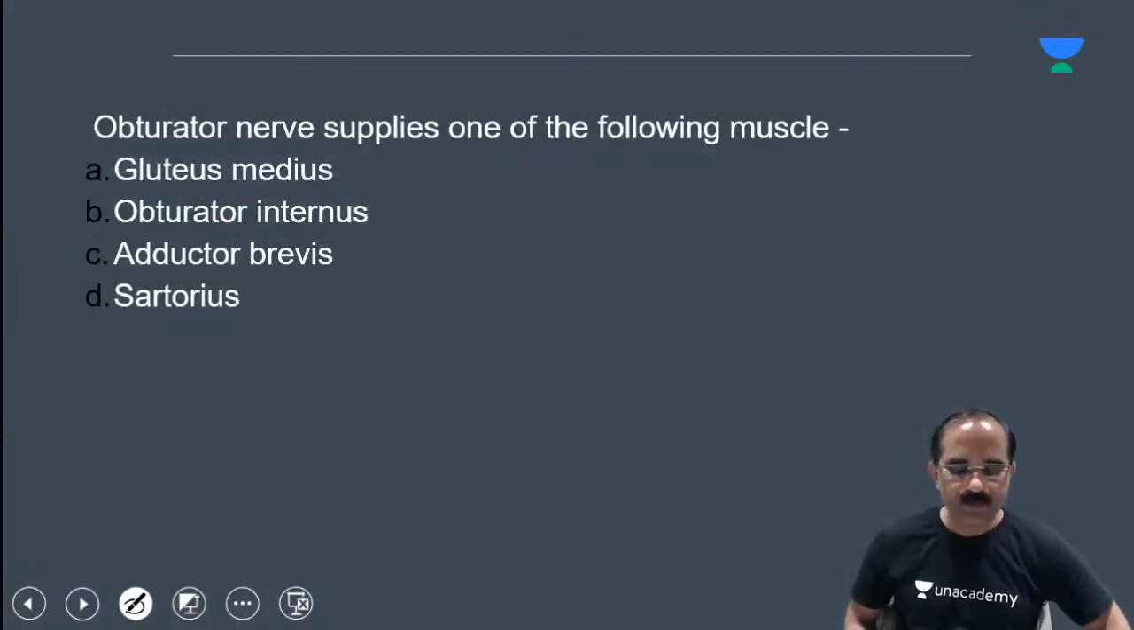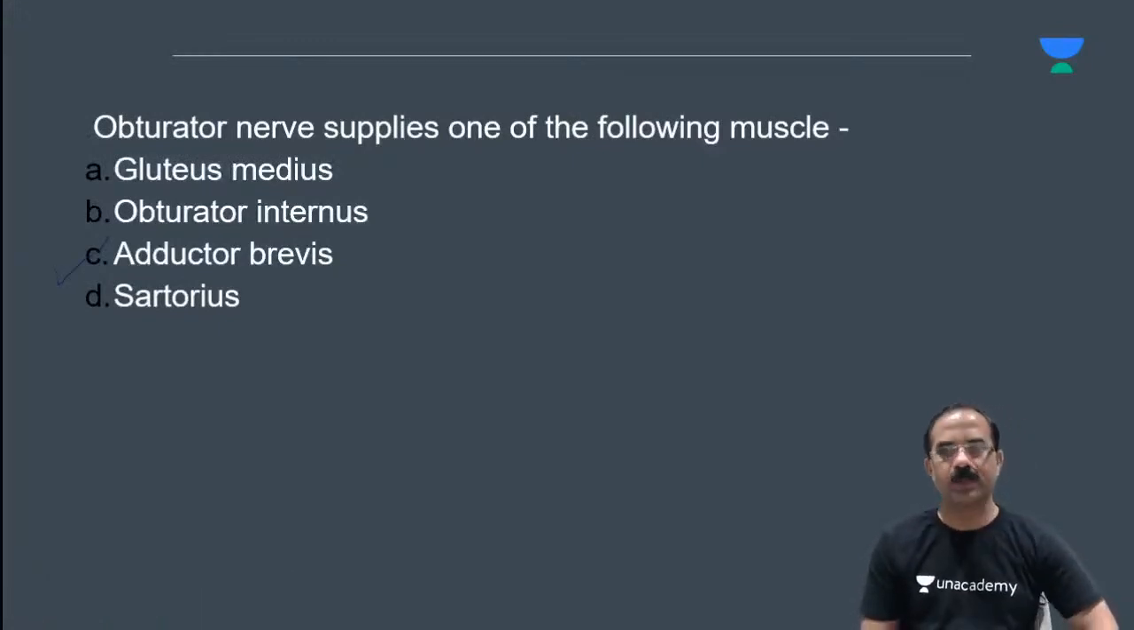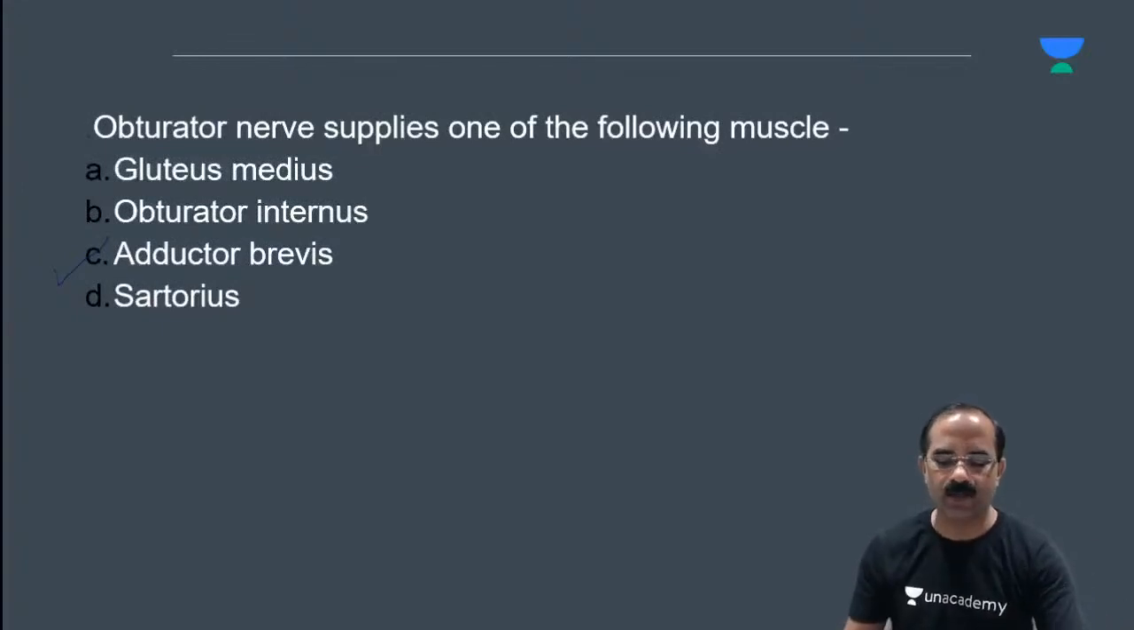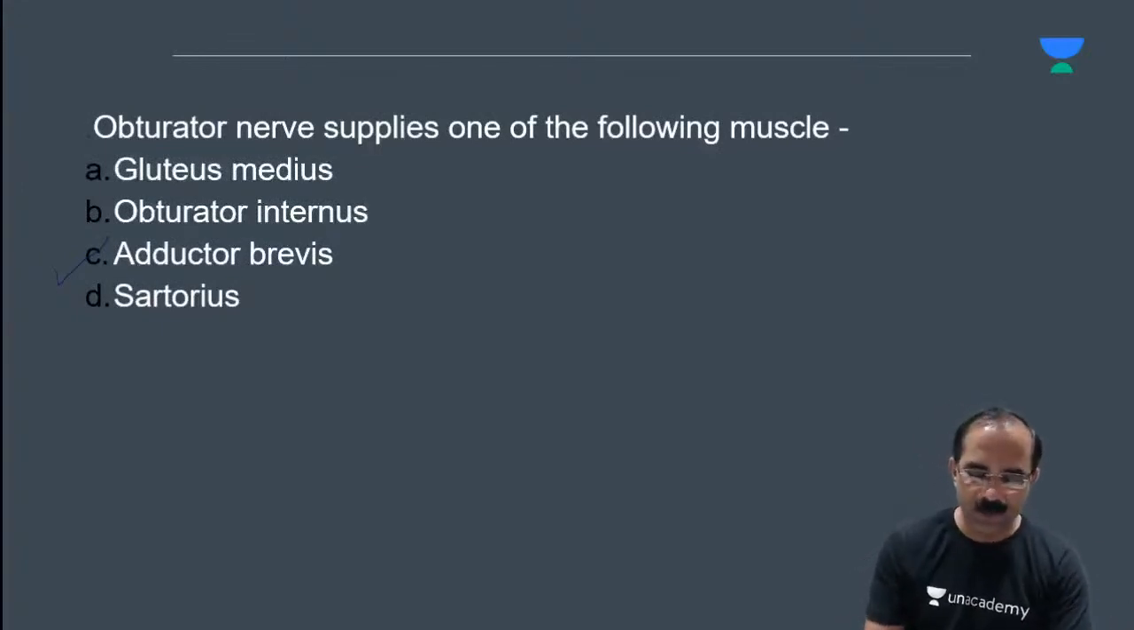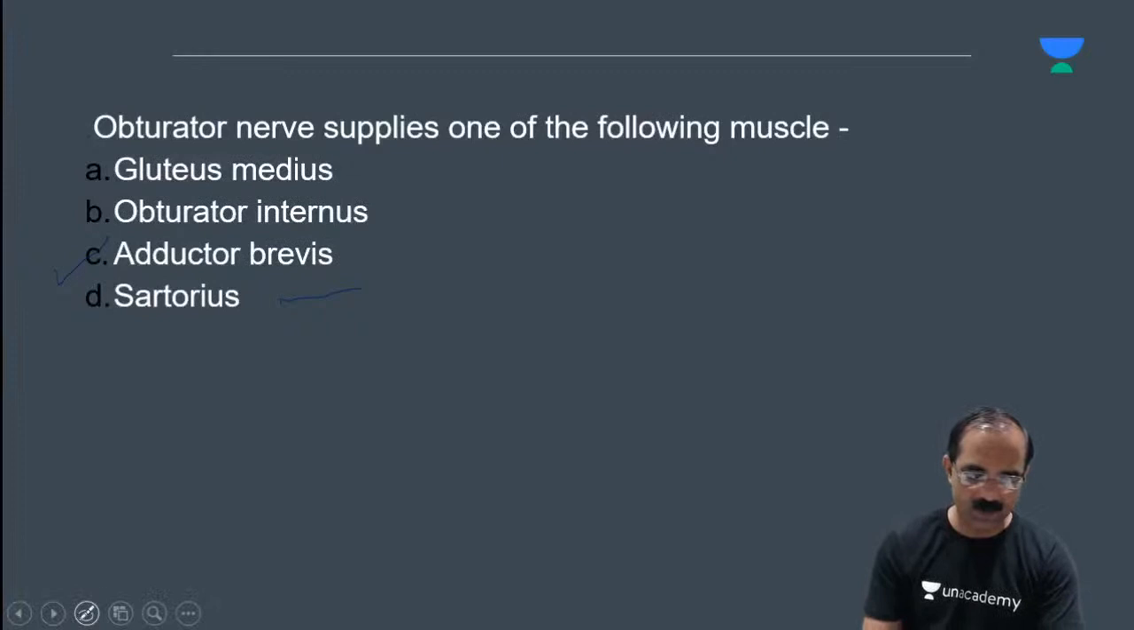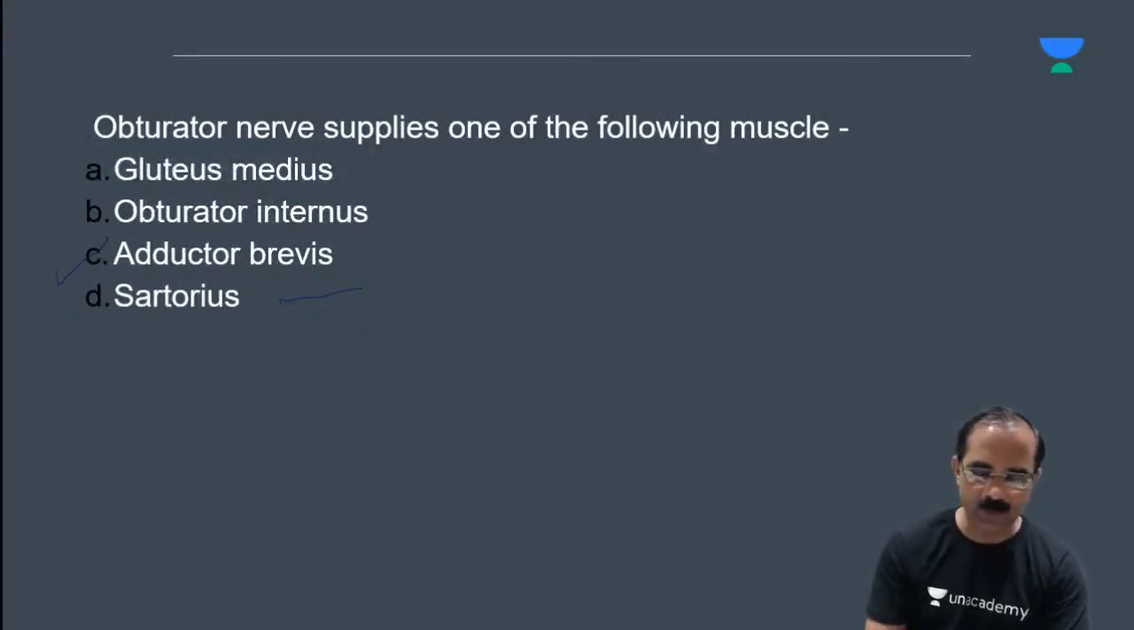Very good. Answer is C, adductor brevis. Obturator nerve supplies the adductor brevis. Correct. Tell me, who supplies the sartorius? Students, who supplies the sartorius?